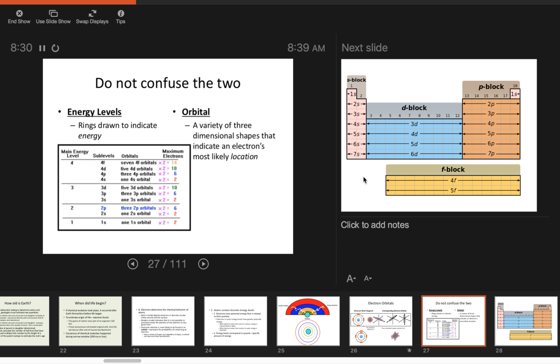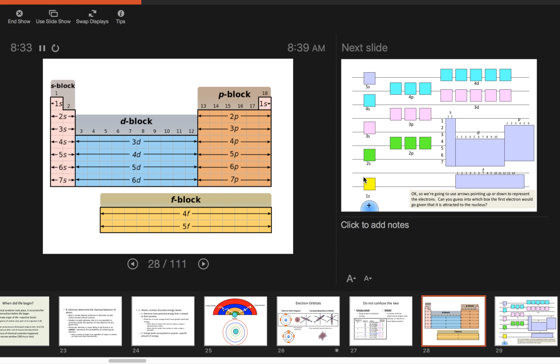Okay, now I'm going to talk a little bit about the periodic table.